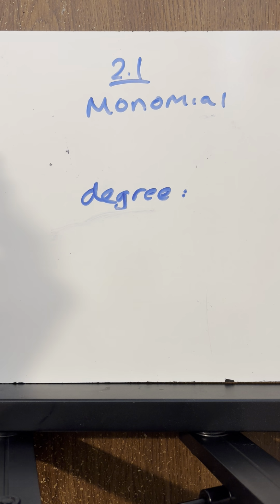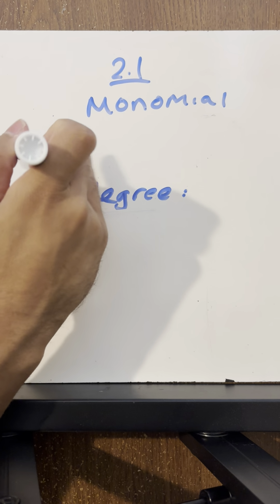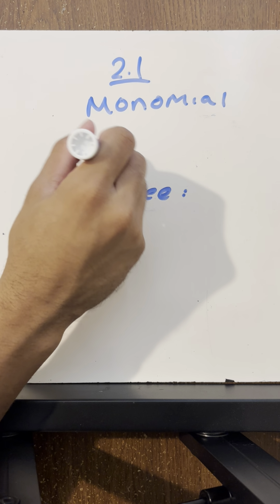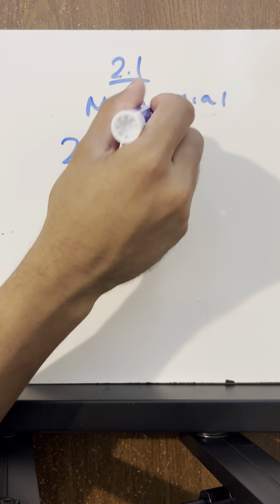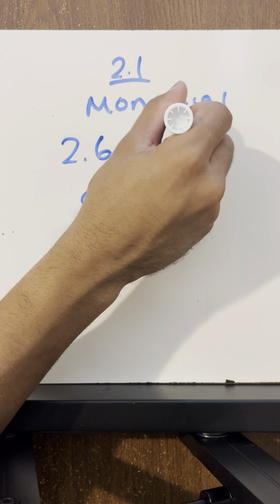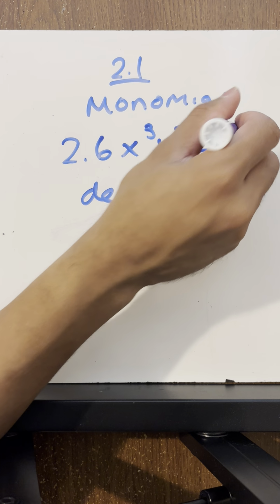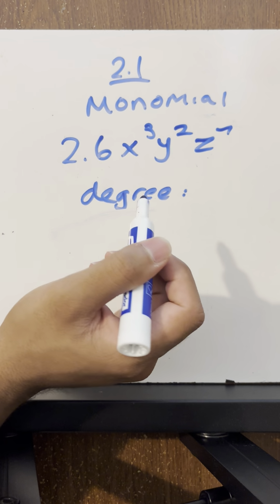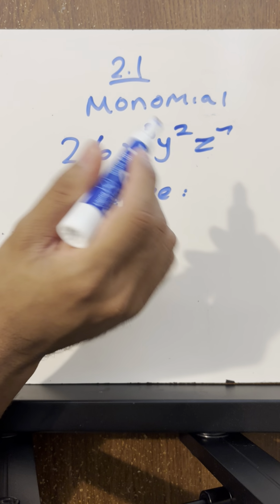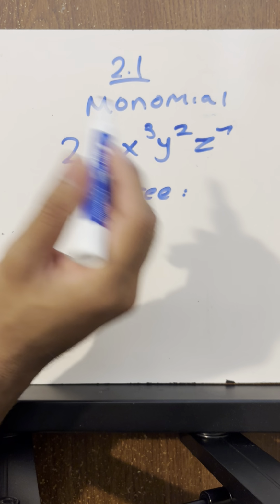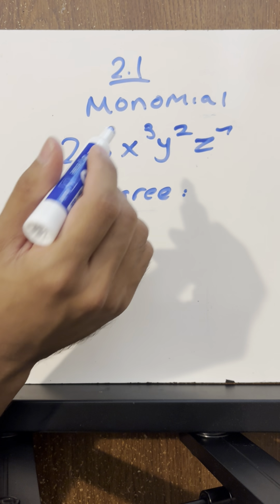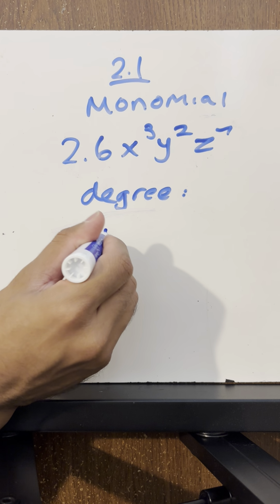All right, how about something that looks like 2.6 x to the 3 y squared z to the 7. Like I said before, we add the exponents of any exponent attached to a variable. So 3 plus 2 plus 7. 5 plus 7 is 12. So by adding the exponents that are attached to variables, we get 12.